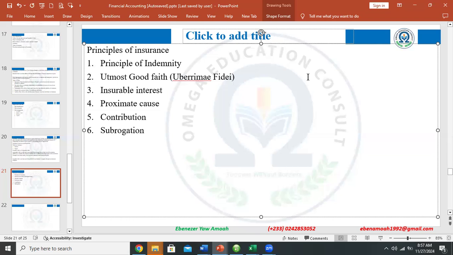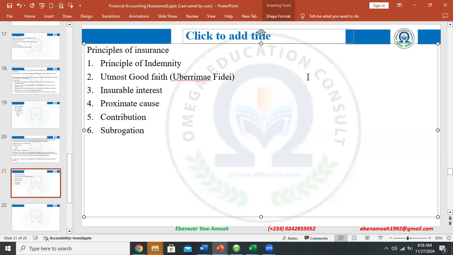Insurable interest. We are saying you can only insure a risk that has a direct impact on you as a person or a business. As in, you should have a stake in whatever you are insuring. So you cannot go and insure a car that does not belong to you because you have no interest in that car.